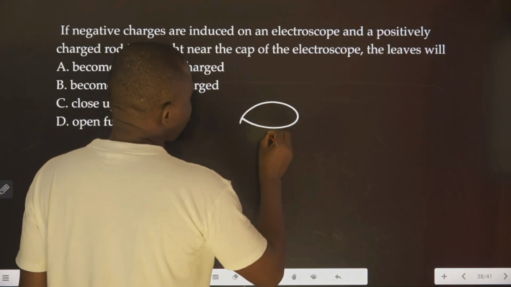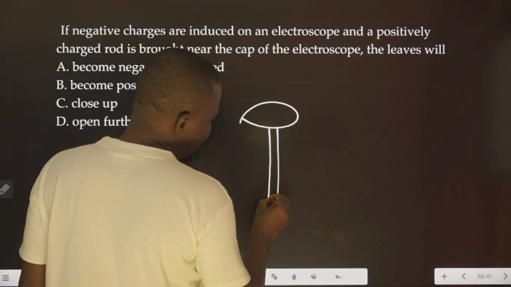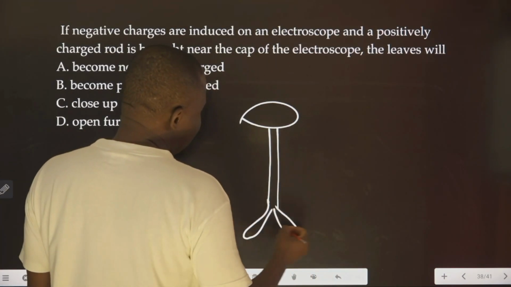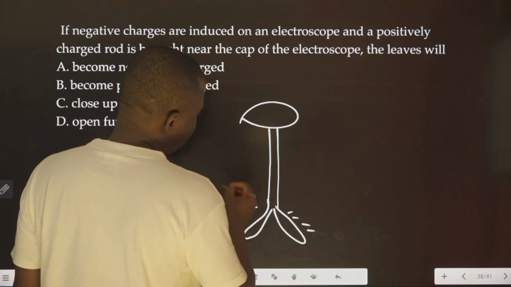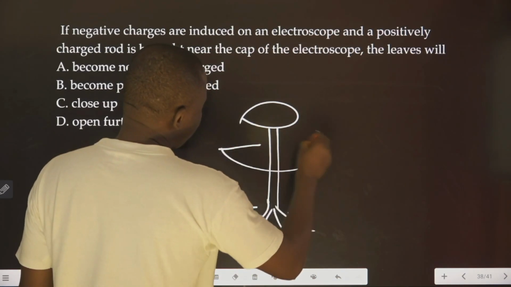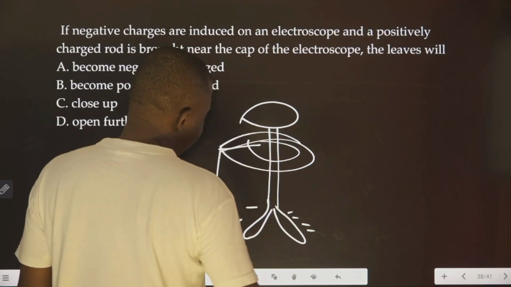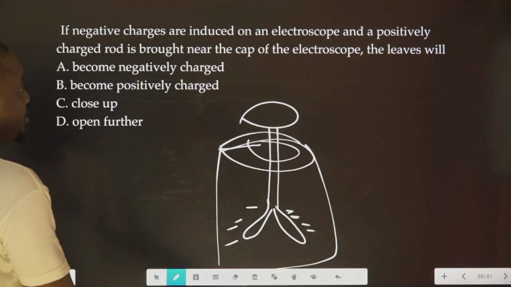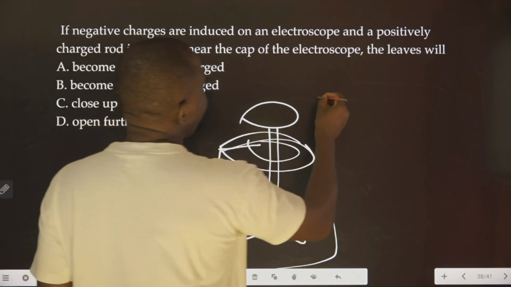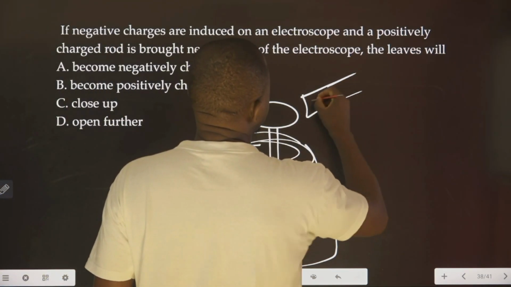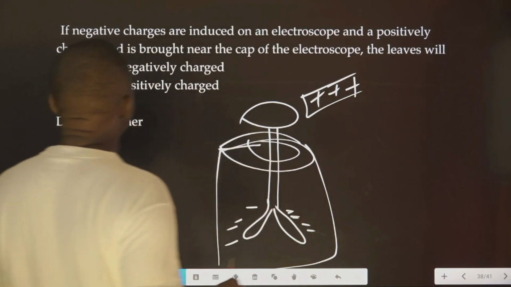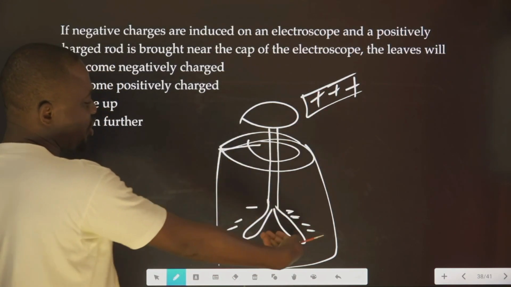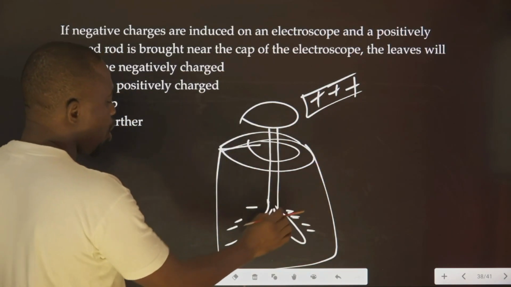Assume that this is the electroscope. You agree with me that the leaf will be like this. For instance, let's draw it like this. Say, for instance, currently they expand and currently they are negatively charged. Say it is in a bottle like this. Now it's negatively charged. And if you bring a positive charge, whatever here, that is the rod, what will happen? This will move up because opposite charges attract. Okay? So all this will go up.